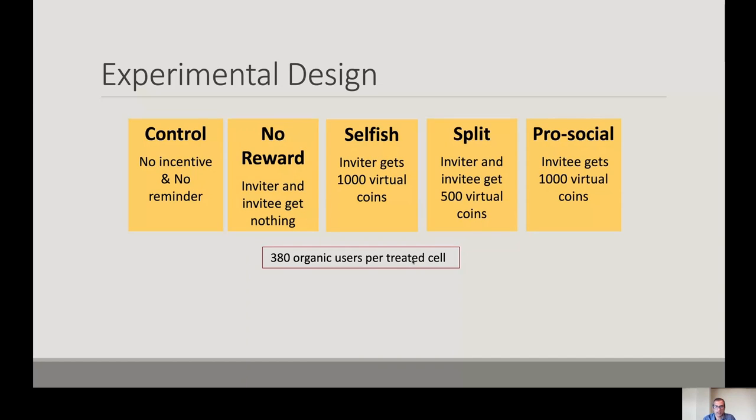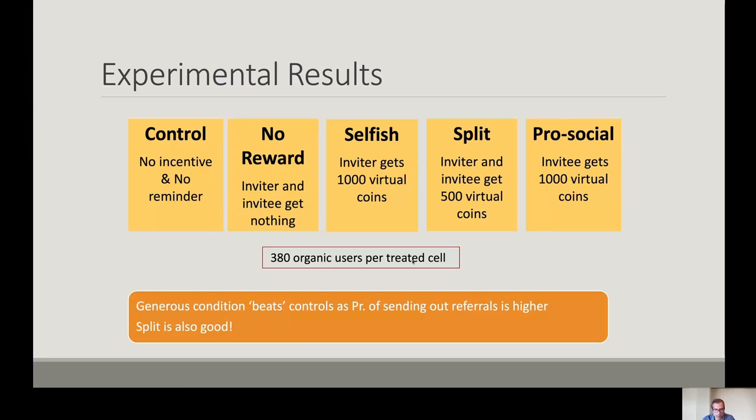In this example, 380 users were randomly selected for each of these 5 groups. And the analysis of the experiment actually showed that, surprise, surprise, the pro-social group, which is the generous condition, beats the control in terms of the probability of sending out referrals. And the probability of sending out referrals is higher in the pro-social. The split group also does well, right? So both of these two work well in terms of the type of incentives that generate referrals.